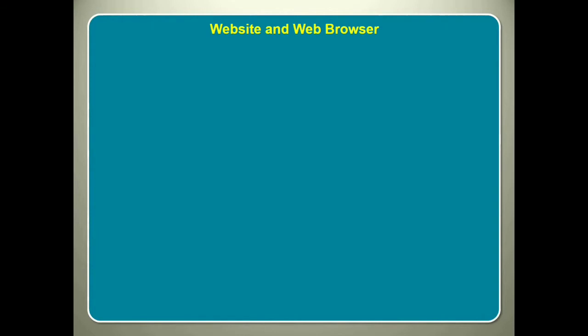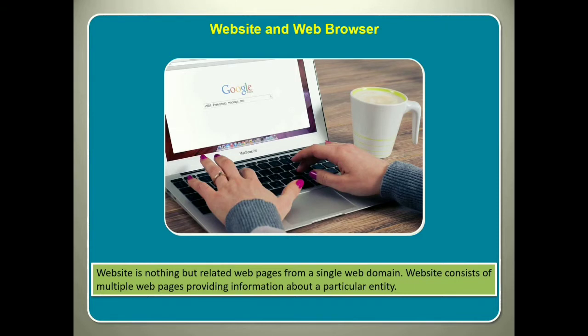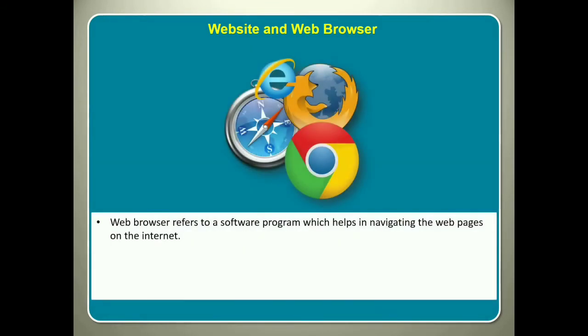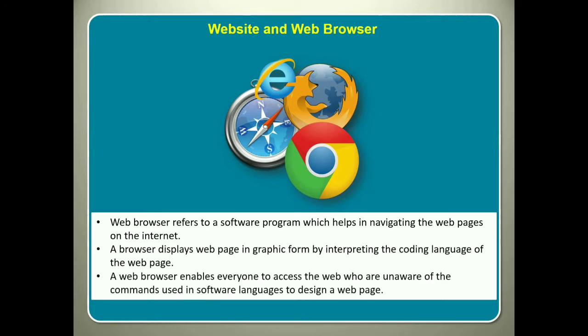Next, let us understand what a website and a web browser are. A website is nothing but related web pages from a single web domain. A website consists of multiple web pages providing information about a particular entity. A web browser refers to a software program which helps in navigating the web pages on the Internet. A browser displays a web page in graphic form by interpreting the coding language of the web page. A web browser enables everyone to access the web, even those who are unaware of the commands used in software languages to design a web page.